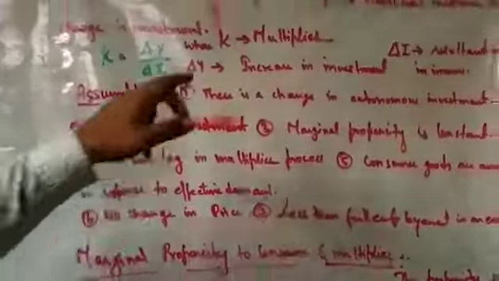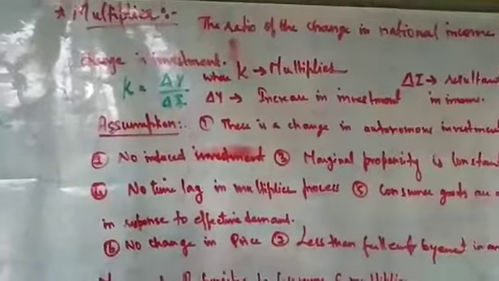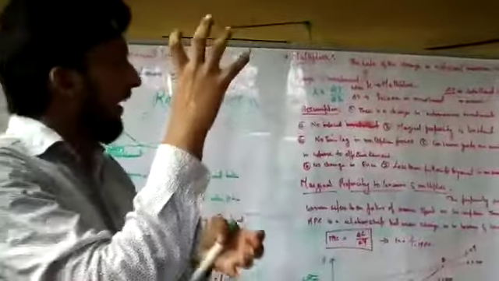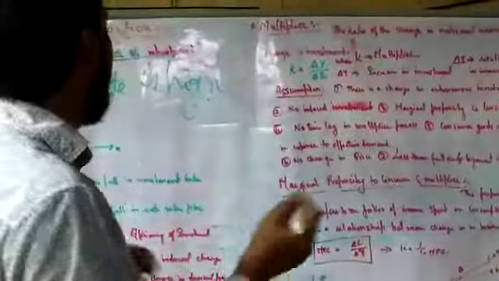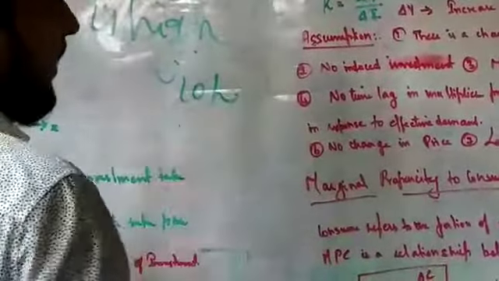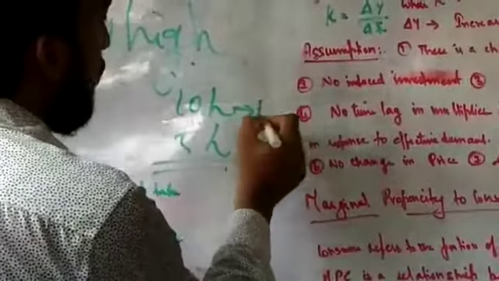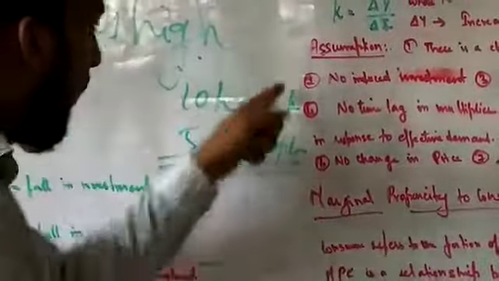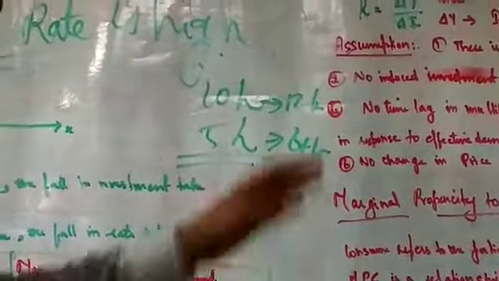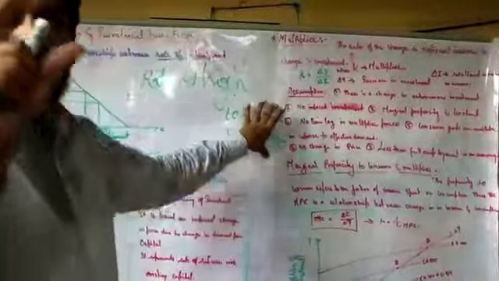Next is multiplier. What is multiplier? The ratio of change in the national income to change in investment. So, what is the ratio of change in the national income and the change in investment? So, we have an income of 10 lakh rupees, right? And we have an investment of 5 lakh rupees. If this is changed to 12 lakhs and this changed to 4 lakhs, what kind of reason was there? What kind of procedure was there? What was the necessity for all this change? The study of this will be known as multiplier.